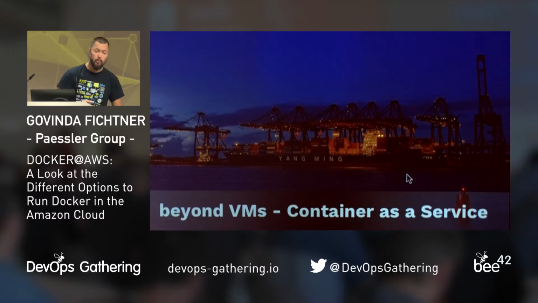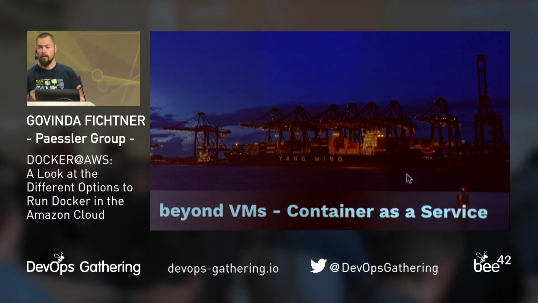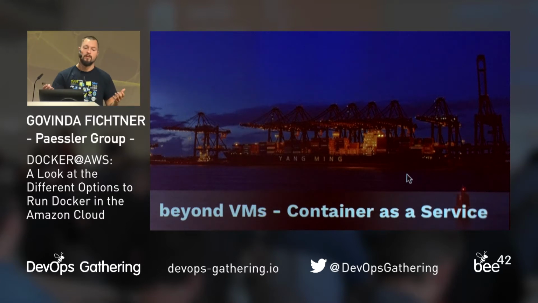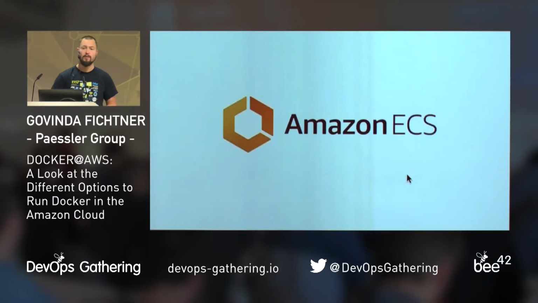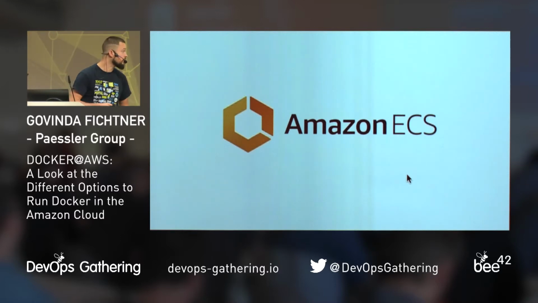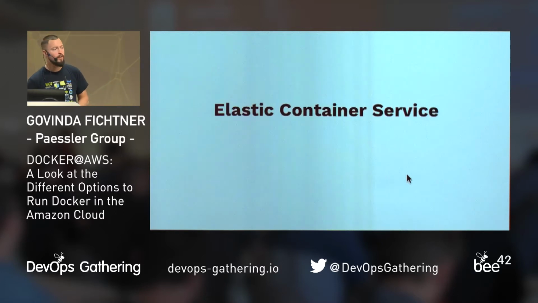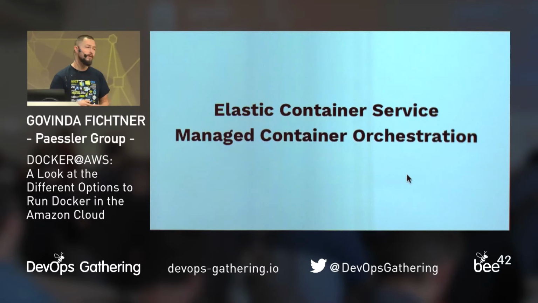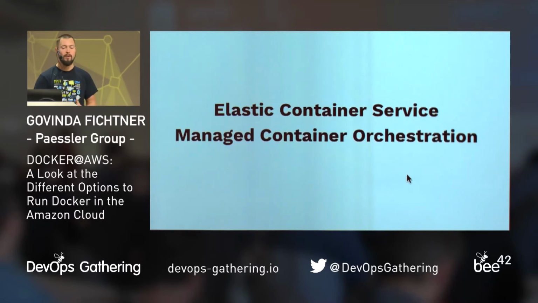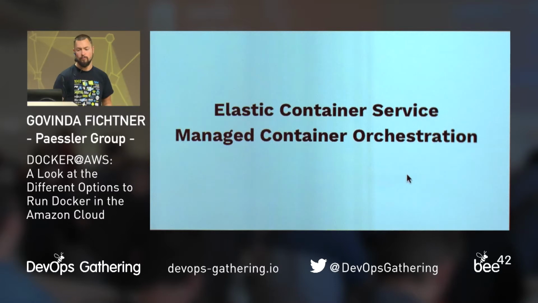So we had single virtual machines, we had multiple virtual machines, and what's next? We go beyond virtual machines. We want to have a container as a service. And AWS has us covered. There's a service called Amazon ECS, and ECS stands for Elastic Container Service. Elastic Container Service basically provides managed container orchestration for us.